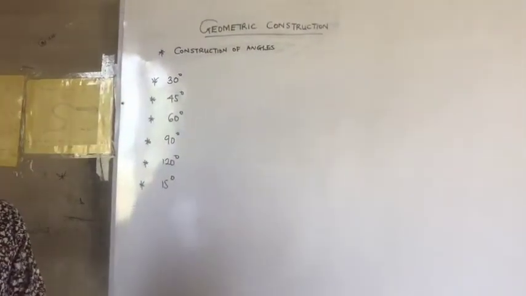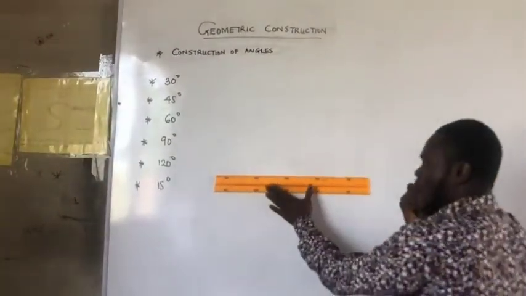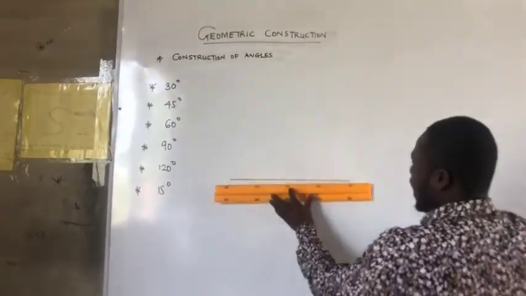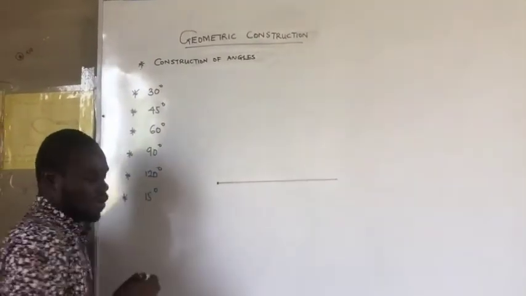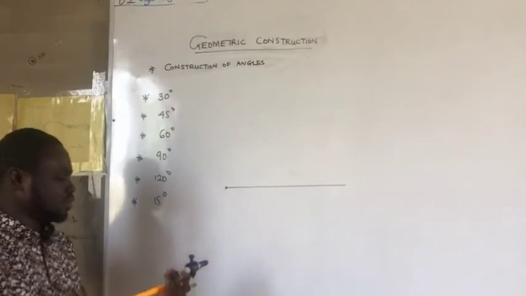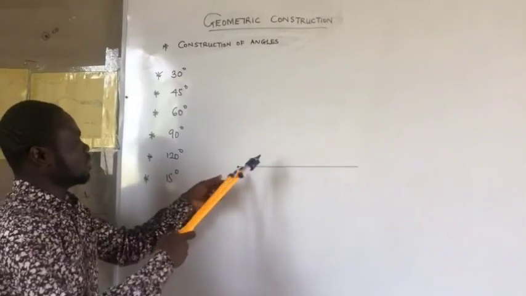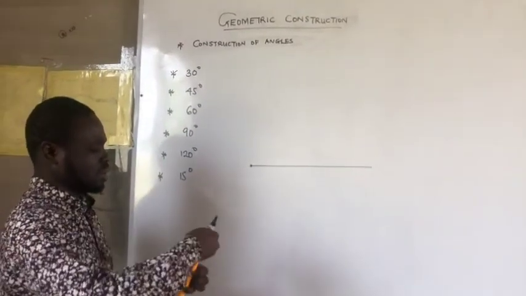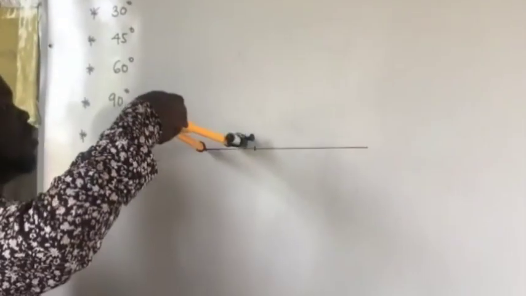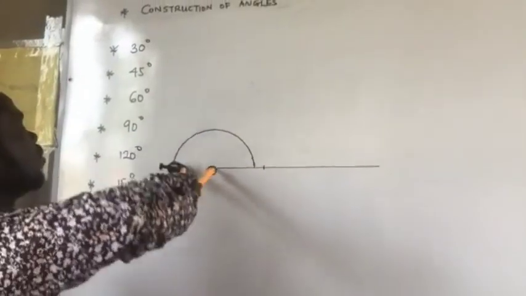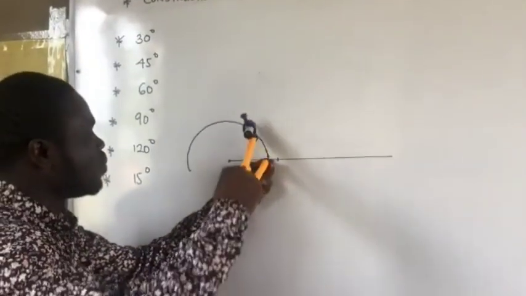So first of all, we learn how to construct an angle of 30 degrees. So I first of all draw my line. Now I take any of the ends of the line. So assuming I'm taking this end of the line, I open to a convenient radius and draw my circle. Now I've drawn my circle. With this radius, I stand at this side and produce an arc.